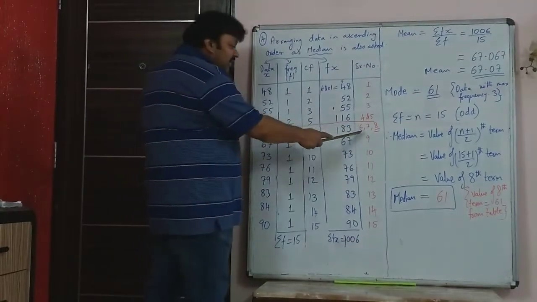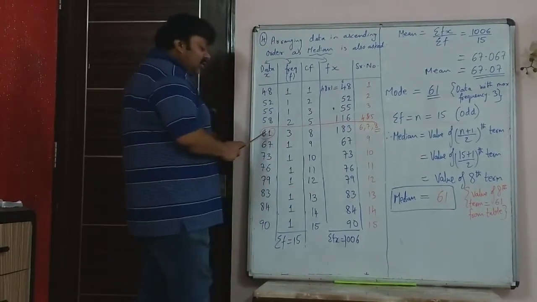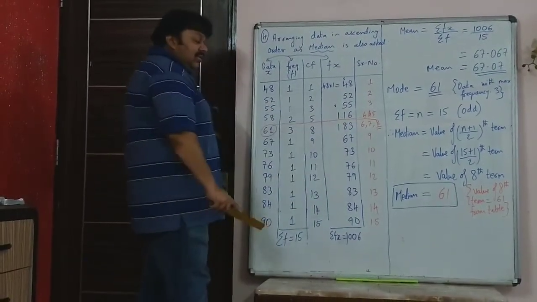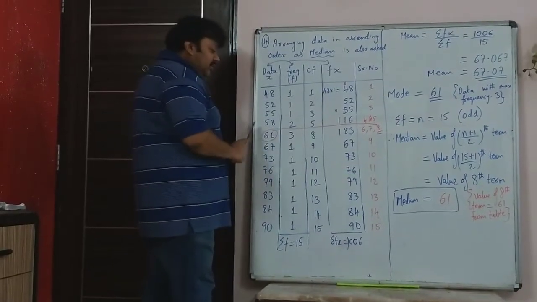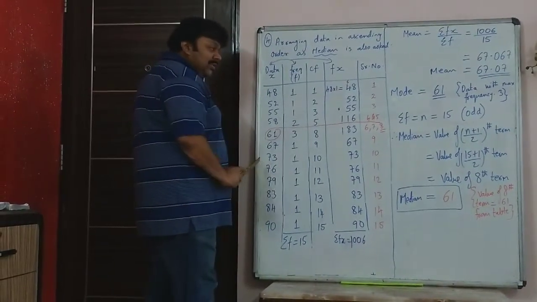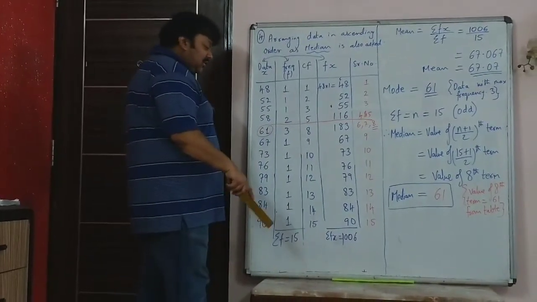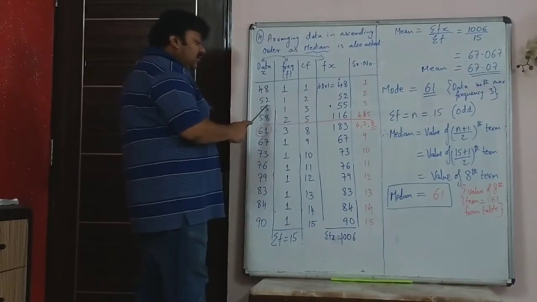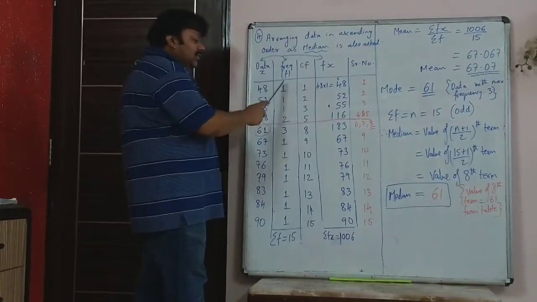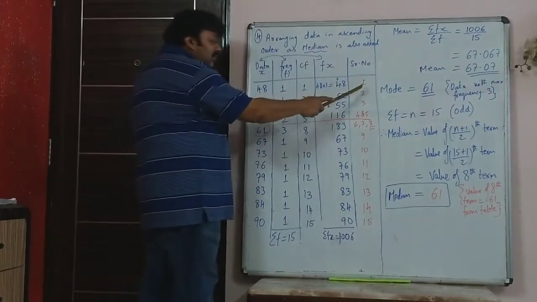So numbers 5, 6, 7 and 8, all of them have the same age, that is 61. Whereas for 58 there were 2 people, so 4 and 5 were having the age of 58. 48, 52, 55 were all 1 person each. So that is the first person.